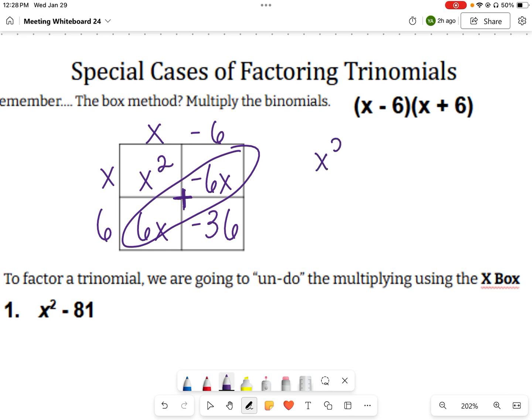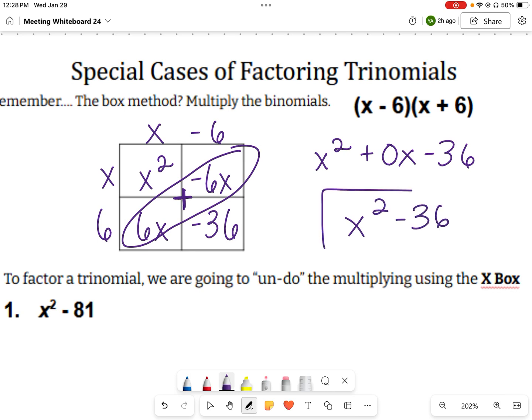So we have x squared. Then I have 6 minus 6. That is 0. So I can either put 0x or I can not put it at all. I'm going to go ahead and just put it so that you see. And then minus 36. But remember how we like to get rid of anything that's not necessary. So we really don't need plus 0x. So I'm going to put x squared minus 36. So this is not a trinomial. It's a binomial because we only have 2 terms remaining.